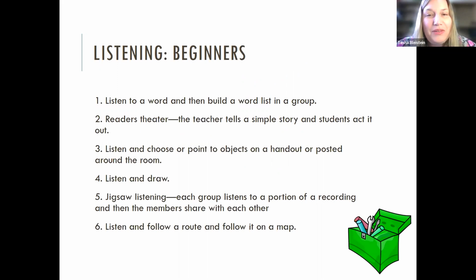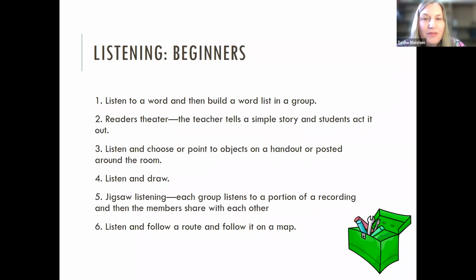Listen to a word and then build a word list with a partner or with a small group. Readers theater: the teacher can tell a story, or the tutor can tell a story that they've written themselves even. And then the learners have roles in the story and they have to act them out. Similar to TPR, total physical response, you can see if they understood by whether they do the activity. We could go back to our police officer pulling us over, and I could say, okay, you're driver one, you're passenger one, you're the police officer, and then I tell the story and they act out what's happening.